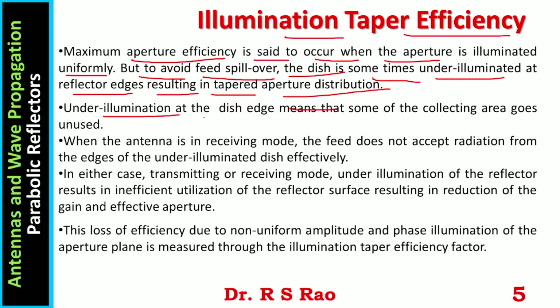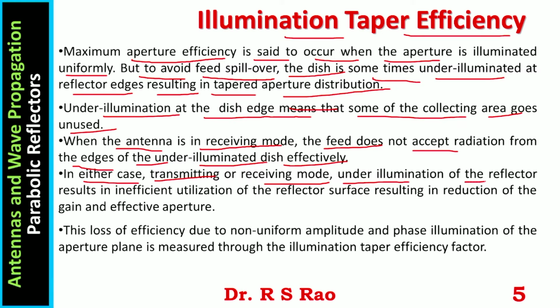Under illumination at the dish edge means that some of the collecting area goes unused. When the antenna is in receiving mode, the feed does not accept radiation from the edges of the under illuminated dish effectively. In either case, transmitting or receiving mode, under illumination of the reflector results in inefficient utilization of the reflector surface, resulting in reduction of the gain and effective aperture.